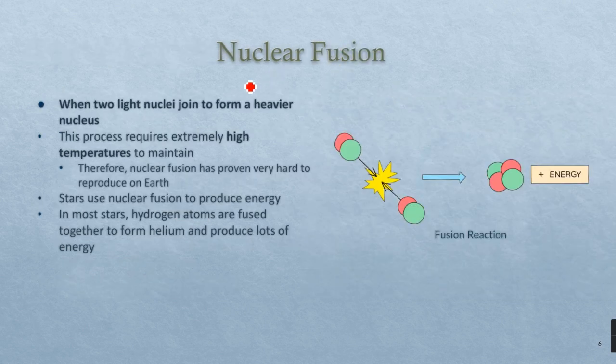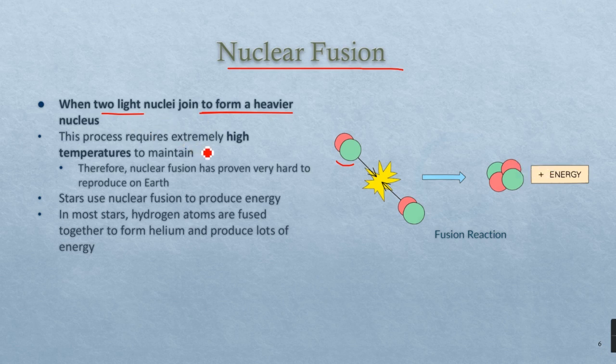The second type of nuclear reaction we can talk about is nuclear fusion, which we know to be happening mainly in stars, in the sun in particular. When two light nuclei join to form a heavier one, this is nuclear fusion, and that process will usually generate high amounts of energy.